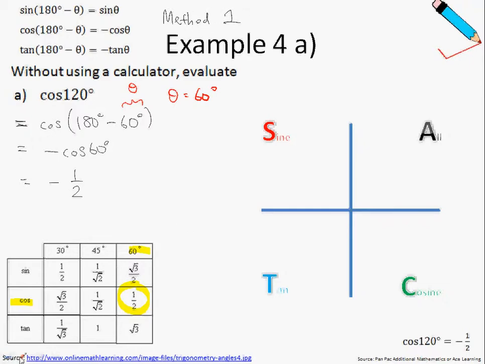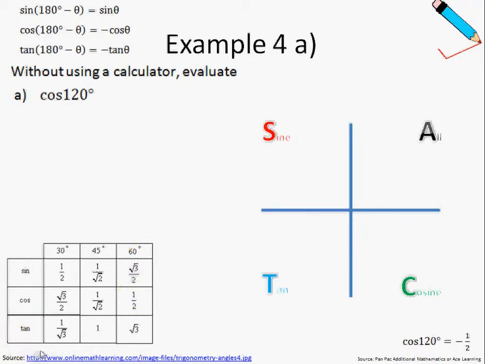So let us explore another method of solving this question. Maybe I should write it over here, method 2. In method 2, what we're going to do is to make use of our ASTC diagram. So cosine of 120 degrees, theta is, in this case, 120 degrees, and theta is measured anti-clockwise from the x-axis. So this goes to 90, and 120 degrees should be somewhere over here. So this is my theta.